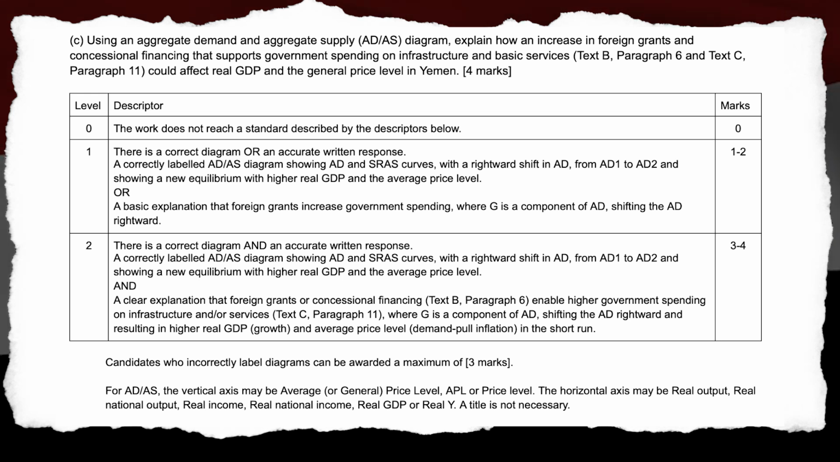Candidates who incorrectly label diagrams can be awarded a maximum of 3 marks. For AD-AS, the vertical axis may be average or general price level, APL, or price level. The horizontal axis may be real output, real national output, real income, real national income, real GDP, or real Y. A title is not necessary.